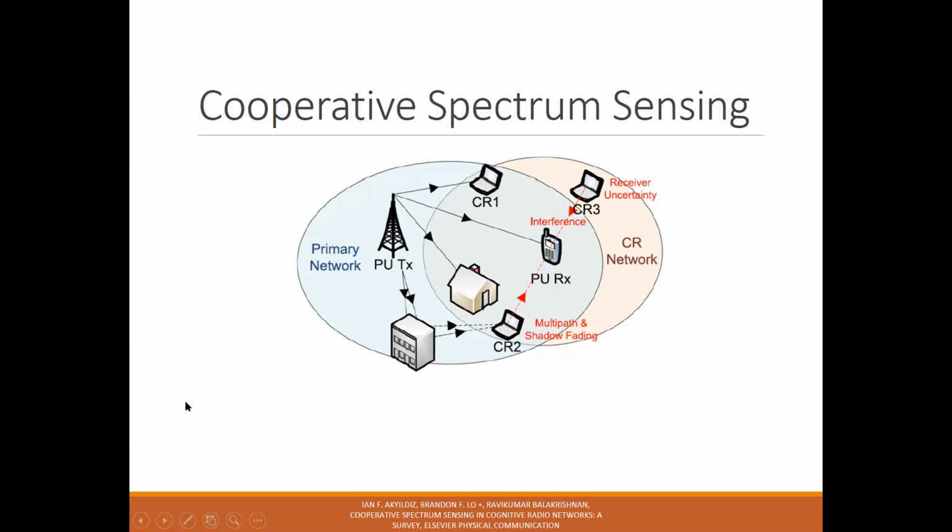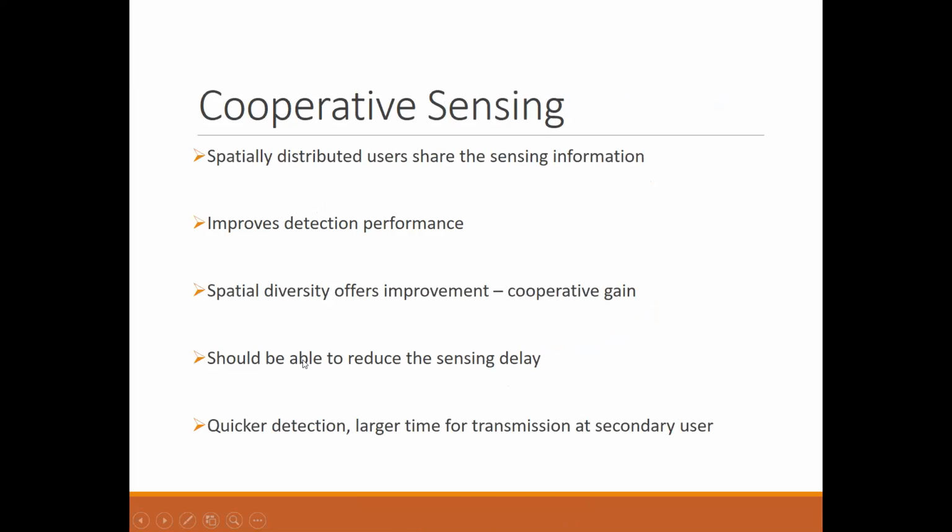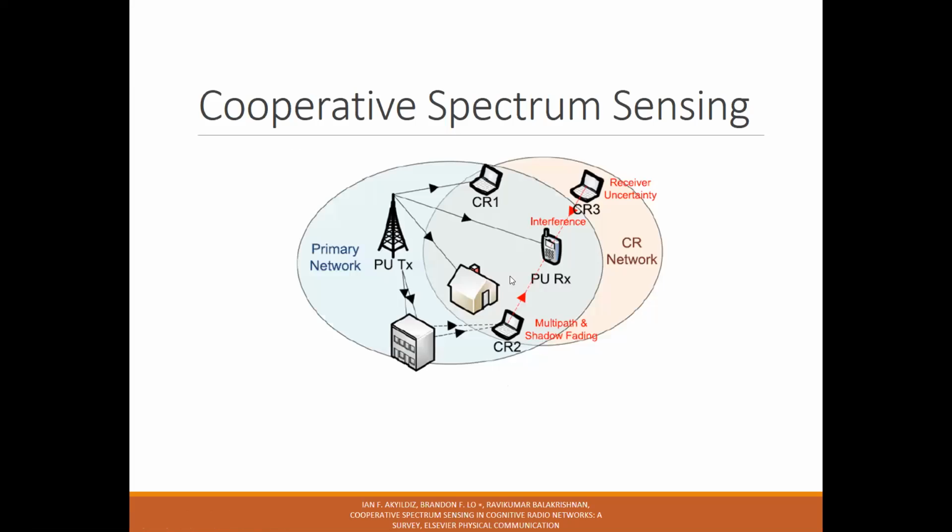So there are various reasons why we have to take up the challenges of cooperative spectrum sensing. You have spatially distributed users, so why don't all of them share information among each other? For example, if CR1, 2, 3 communicate among each other and decide based on that, then definitely CR1 knows better about the transmitter than CR2 and CR3.